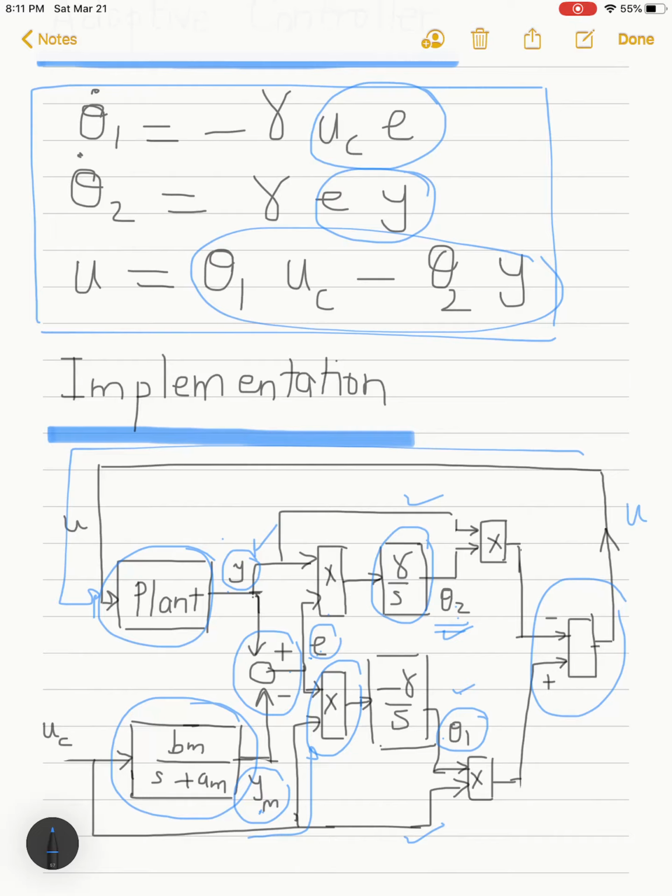Okay, this completes my discussion of the implementation of an adaptive model reference controller based on the Lyapunov theorem. We'll show how to implement that for more general cases in another part of the lecture.